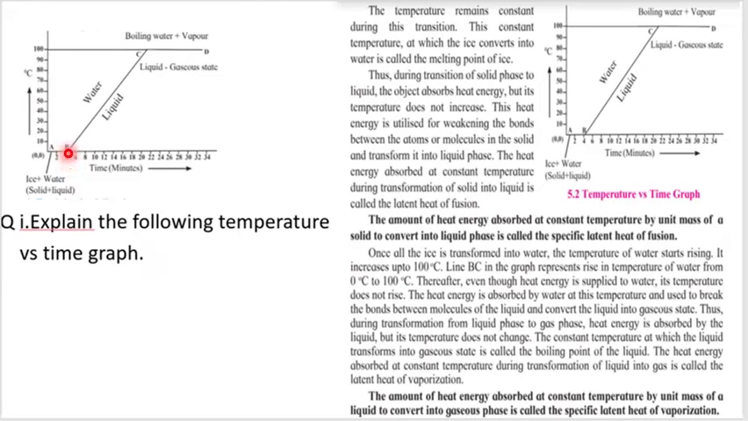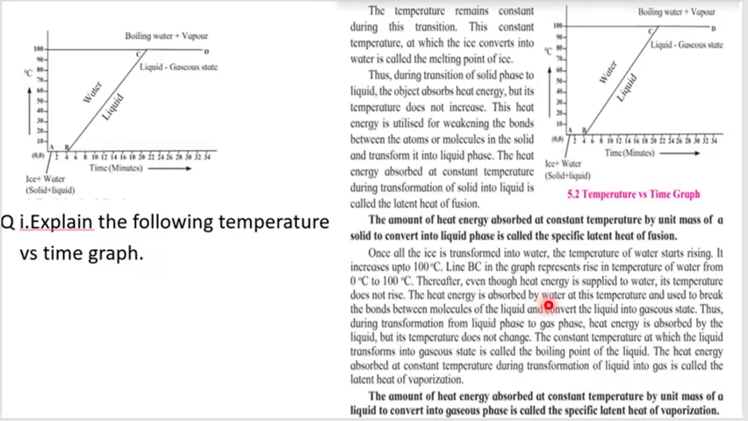Now, line BC indicates a continuous rise in the temperature of water from 0 degrees Celsius to 100 degrees Celsius. At point C, it is the boiling point of the water. Here, the water starts boiling, but the temperature remains 100 degrees Celsius only. Here, water is converted into water vapor. The heat energy supplied to water does not raise its temperature.